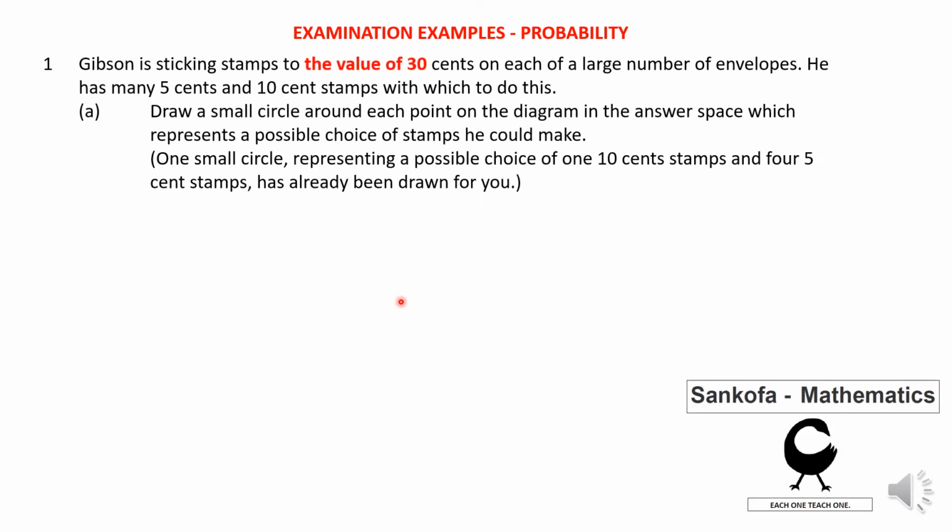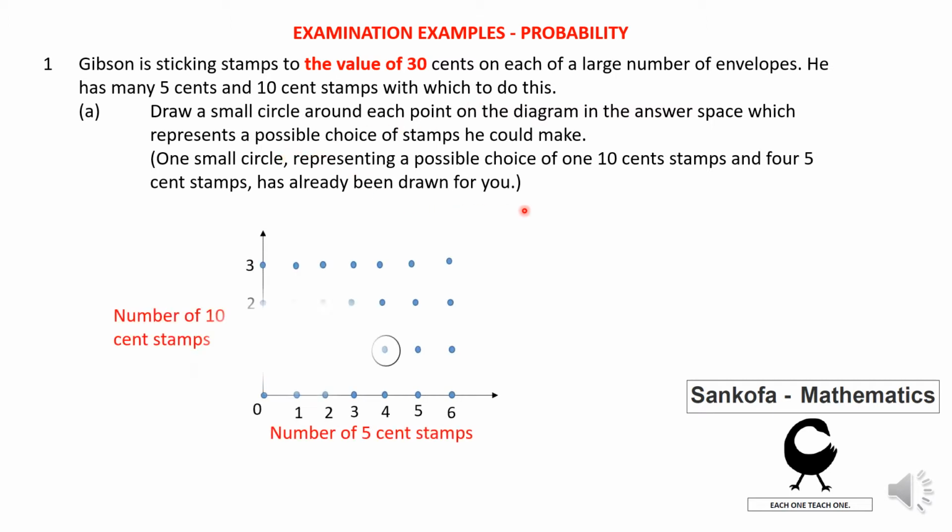The first question says Gibson is sticking stamps to the value of 30 cents on each of a large number of envelopes. He has many 5-cent and 10-cent stamps to do this. You will see that there is a diagram here that's going to help you to understand this concept. On the x-axis, the horizontal axis, you have the number of 5-cent stamps. On the vertical axis, you have the number of 10-cent stamps. Obviously, the 10-cent stamps can only go up to 3 to give you 30 cents: 10, 20, 30 cents. And the 5-cent stamps can only go up to 6 of them, because 6 times 5 gives you 30.